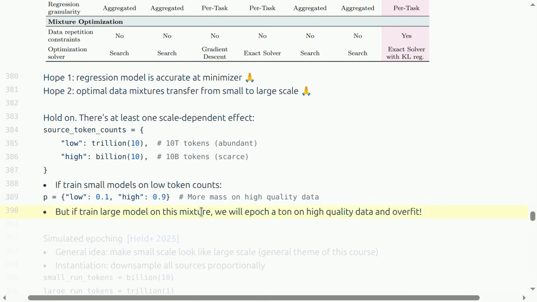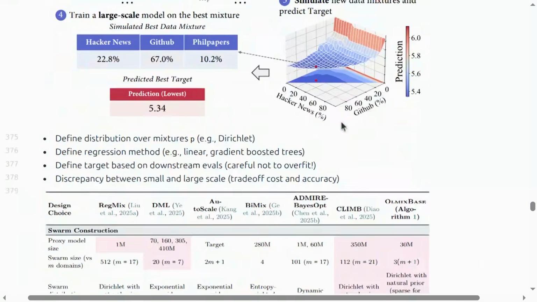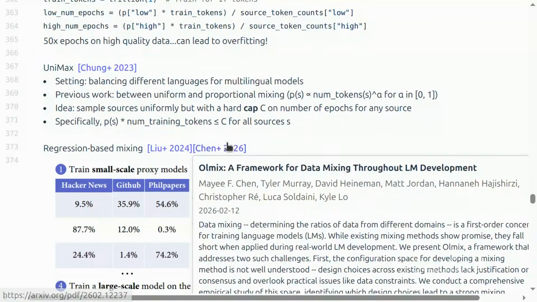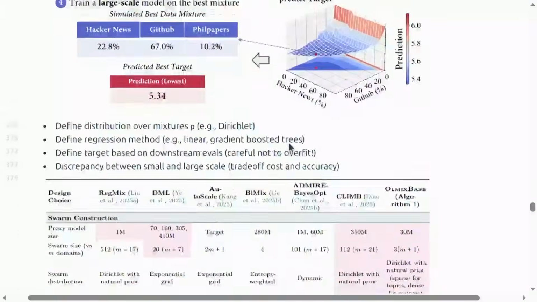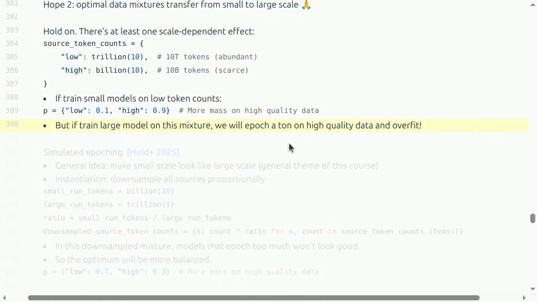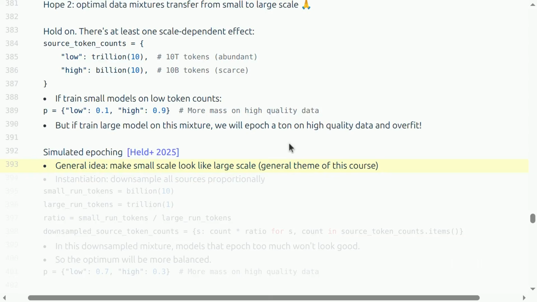So one way to fix this, which is done in the OLMo paper, is you can just cap the number of epochs. Okay, so that is one solution. There's another solution which probably goes by multiple names, but one name for it is simulated epoching. And the principle here is that you make your small scale look like your large scale. This is a general theme for the course. We saw it when Tatsu talked about mu-P. You parameterize your model so that your hyperparameters transfer. And the same principle applies here.